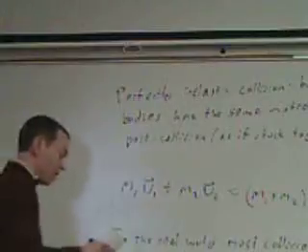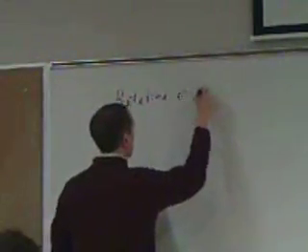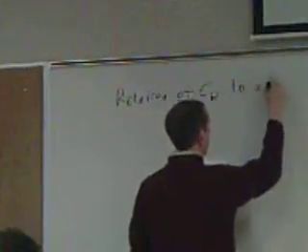Okay. All right. So the relation of C sub r, the coefficient of restitution, to a bouncing ball.